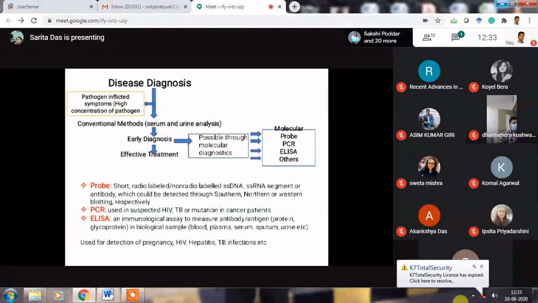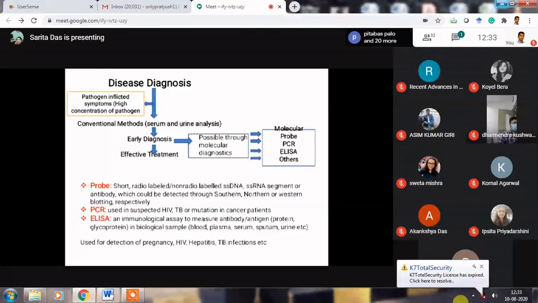So, a probe is a short oligonucleotide sequence of almost 17 to 25 base pairs, either radiolabeled with P32 or non-radioactively labeled, like biotin or some other label. It is labeled but not radioactive.